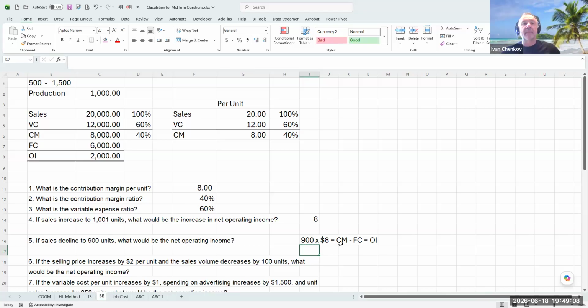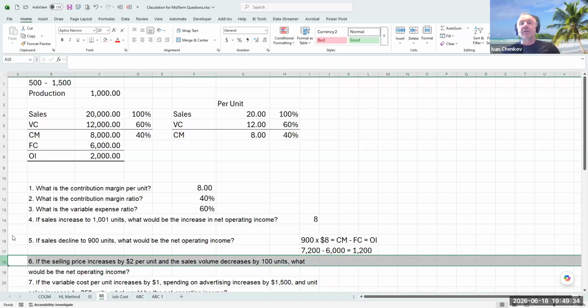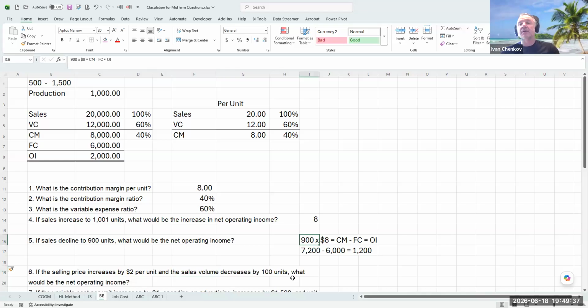So my contribution margin, instead of 8,000, is going to drop by 100 times $8, which is 800. It's going to become 7,200 minus 6,000. That gives me 1,200, which will be my new operating income if I'm selling only 900 units. How much did my income drop? $800. Why $800? Because those 100 units that I lost gave me a total of $800 contribution margin.